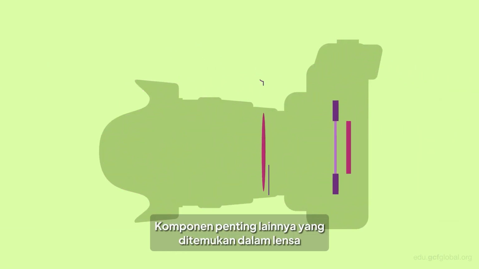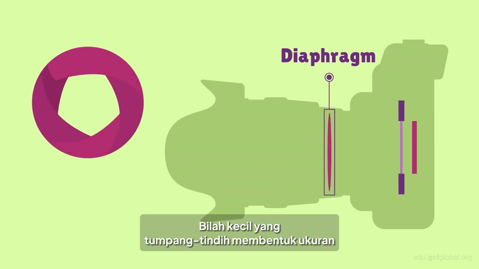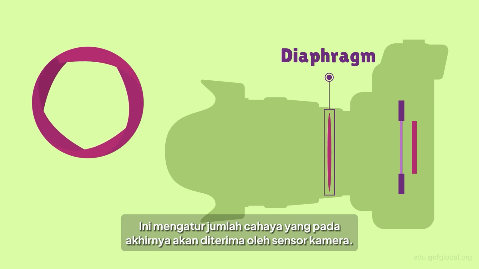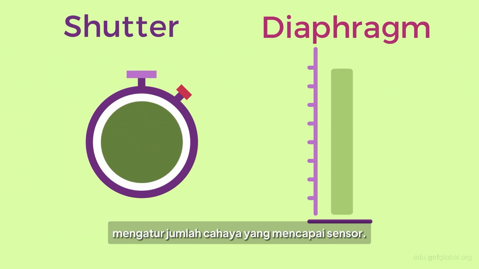Another important component found in the lens is the diaphragm. Small overlapping blades form the size of the hole through which the light will enter the lens. It regulates the amount of light that the camera's sensor will ultimately receive. So remember, the shutter is what regulates the length of time that the light enters the camera, and the diaphragm regulates the amount of light that reaches the sensor.